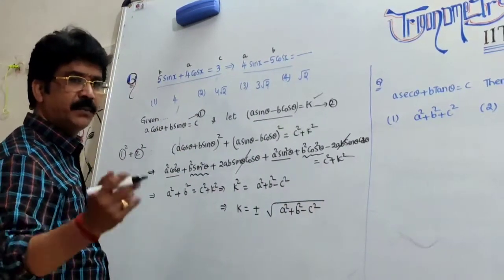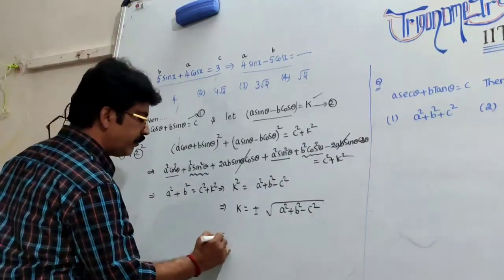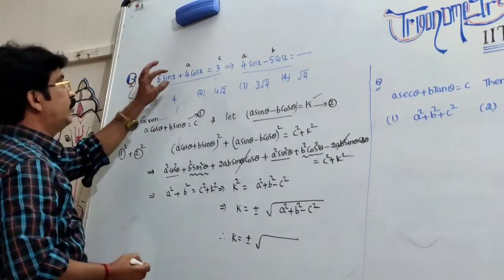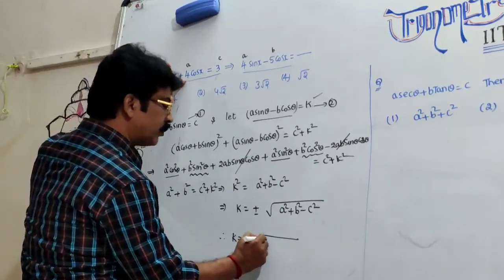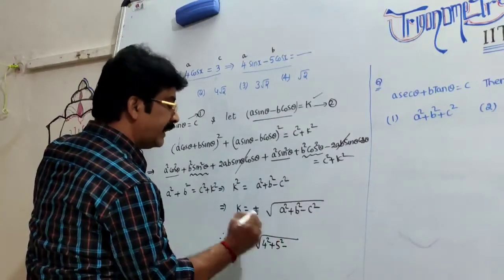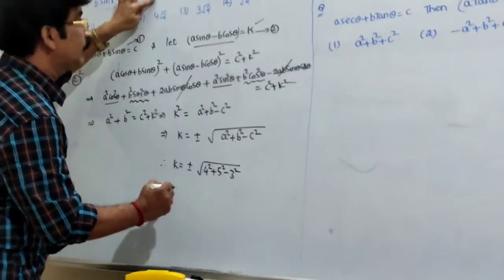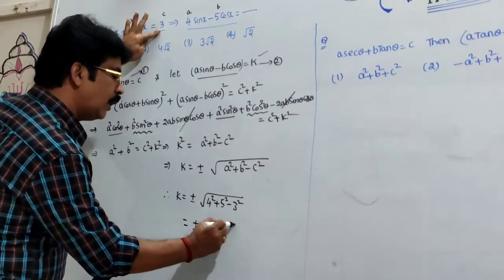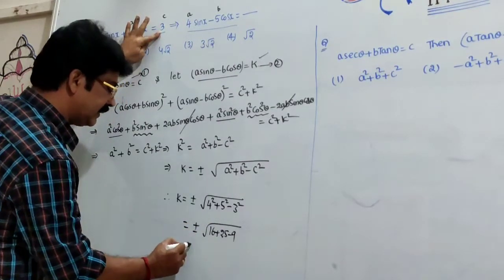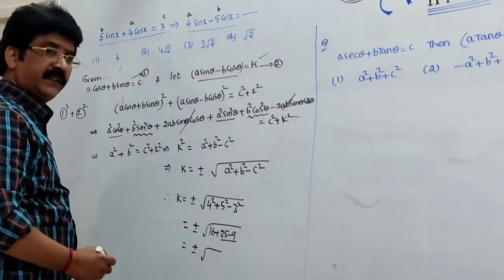Almost all, I said the proof for the shortcut. Understand? So therefore, in our problem, k equals plus or minus root of a square, a is 4, so 4 square, plus b square, b is 5, so 5 square, minus c square, c is 3, so 3 square. So that is equal to plus or minus whole root of 16 plus 25 minus 9. That is equal to plus or minus root of 25 minus 9, 16, plus 16.